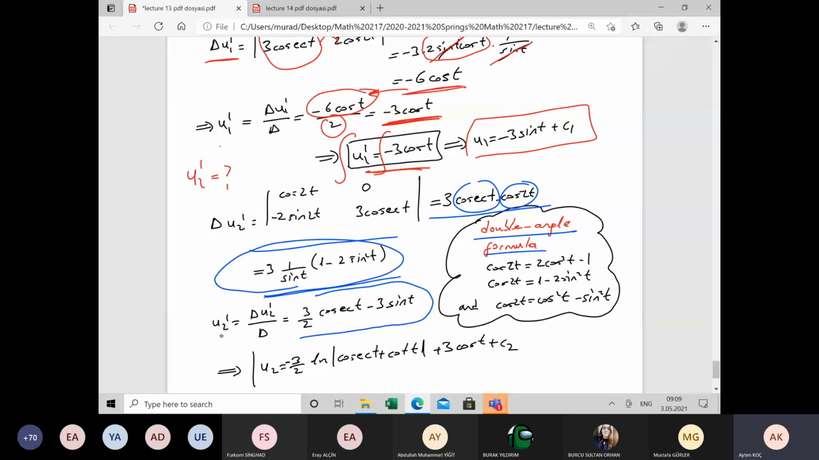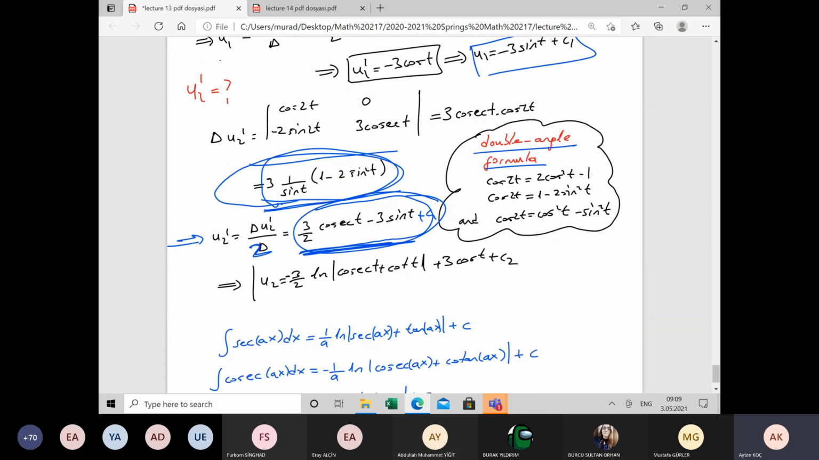So, u2 prime is delta u2 prime over delta. Delta is 2 here, so multiply 1 over 2, this one. So we obtain our result u2 prime. And we know u1 and u2 prime. Let's write the particular solution. What's the particular solution? This one is u1, this one is plus c2, but ignore integration constant c1 and c2.